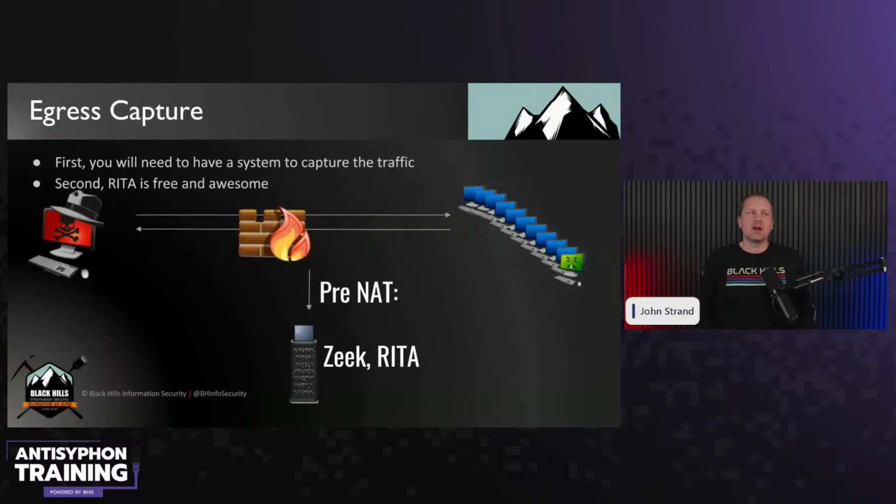Now, when you set this up, you want to make sure that you set it up where it's pre-network address translation. Now, the reason for that is all of your systems on the inside of your environment have RFC 1918 IP addresses. And we want to see those individual IP addresses of those hosts because once it gets past the firewall, all the traffic looks like it's coming from the firewall because of network address translation.